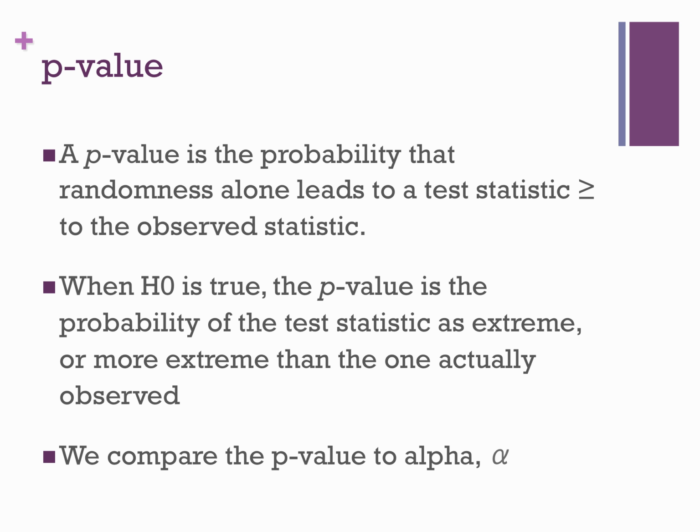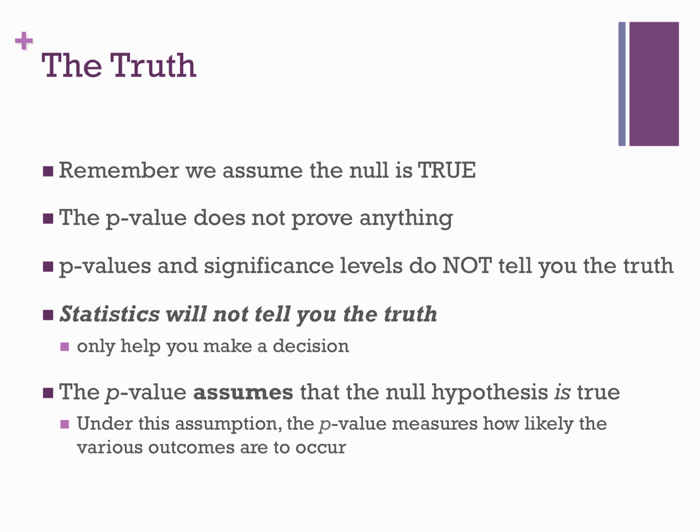But remember, we have assumed that the null is true. We don't actually know which one is true. We're assuming the null hypothesis is true. Our p-value, no matter how small, does not prove to us what the truth is. P-values and significance levels are not going to tell you what is true in the grand scheme of the population. Statistics do not tell you the truth. They only help you make a decision between what you assume to be true and what your research question is.